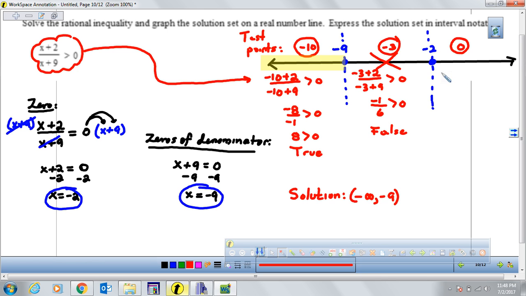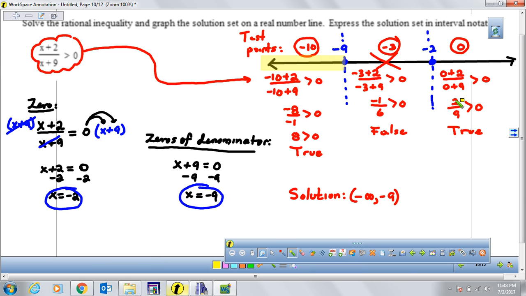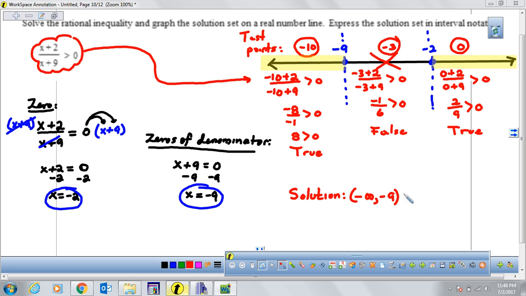And last, x, which is 0, plus 2, divided by x, which is 0, plus 9, must be greater than 0. So we're going to get 2 9ths. Is 2 9ths greater than 0? That is going to be true. Since that one makes it true, that means that any number from negative 2 to infinity is also a solution because it's going to make the original inequality true. So we're going to say that the solution is anything from negative infinity to negative 9, or anything from negative 2 all the way to positive infinity. This is the solution for that inequality.